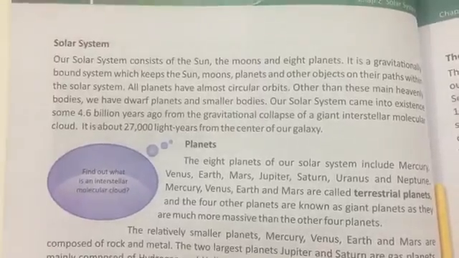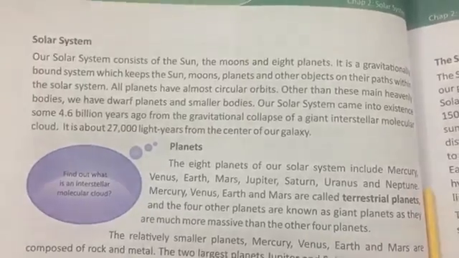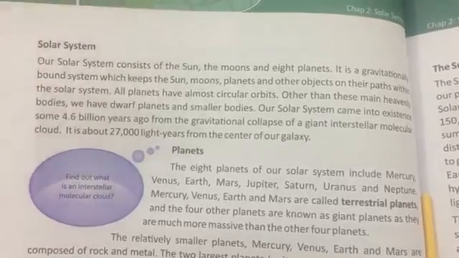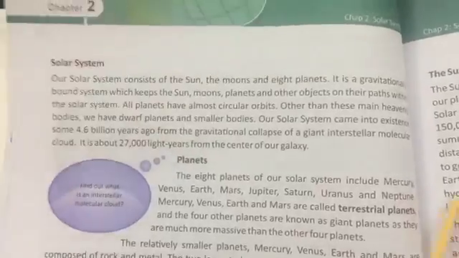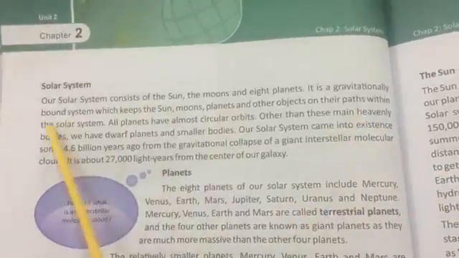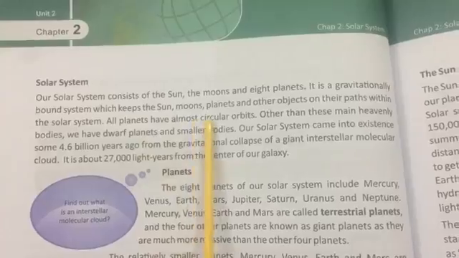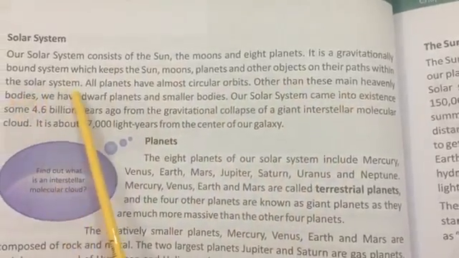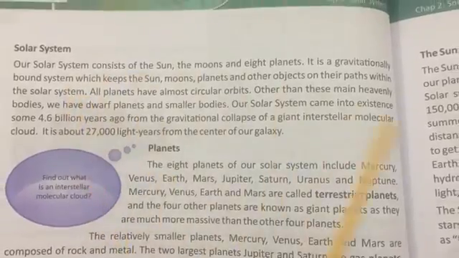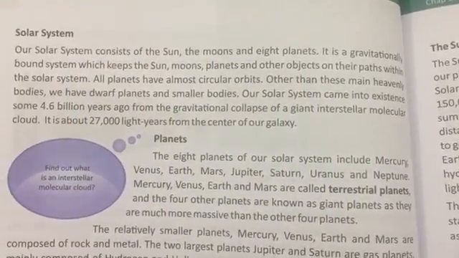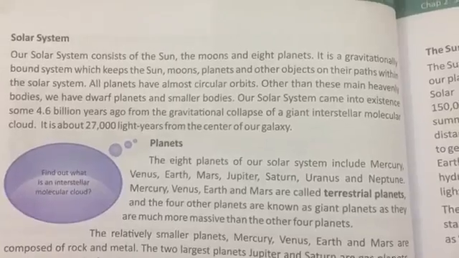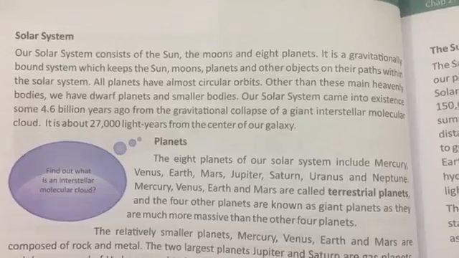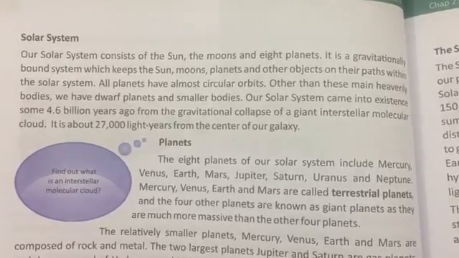The solar system, as we have discussed before, consists of the sun, moon, and 8 planets, and it is a gravitationally bound system, right? It is a gravitationally bound system which keeps the sun, moons, planets, and other objects on their paths within the solar system. Now, what does it mean that all the planets and the sun have gravitational force? Gravitational force means that they attract each other towards themselves, right?